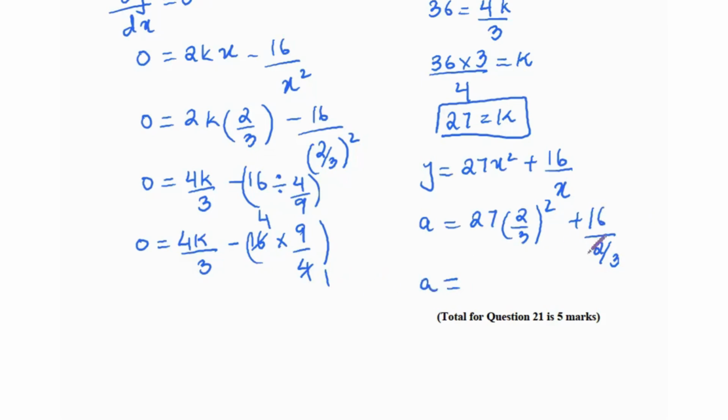That's going to give us a value of, 2 squared is 4, 3 squared is 9. 27 divided by 9 is 3. So 3 times 4 over here plus 16 divided by 2 over 3 is the same as 16 times 3 over 2, which is 8 times 3, and that is 24. So 3 times 4 is 12. 12 plus 24 is 36. So your value of A is 36. That is your final answer.